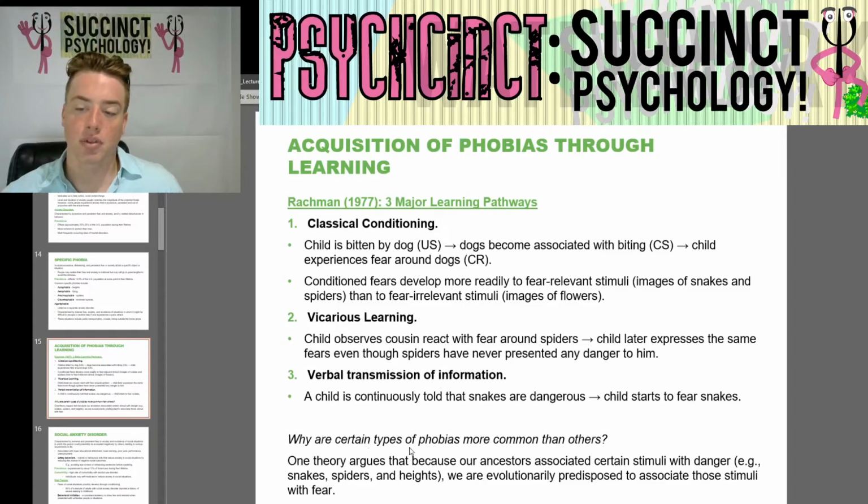Why are certain types of phobias more common than others? One theory argues that because our ancestors associated certain stimuli with danger, for example, snakes, spiders, and heights, we are evolutionarily predisposed to associate those stimuli with fear.